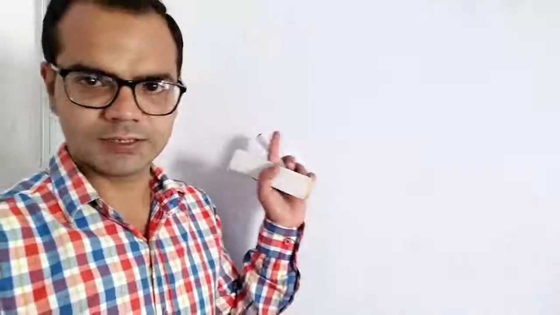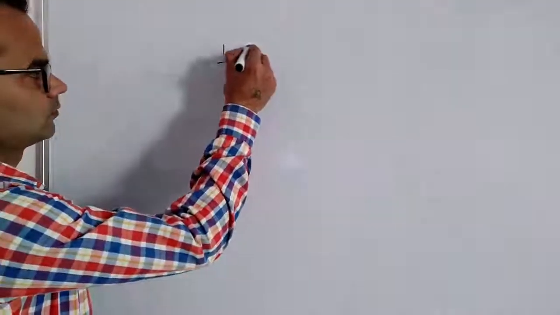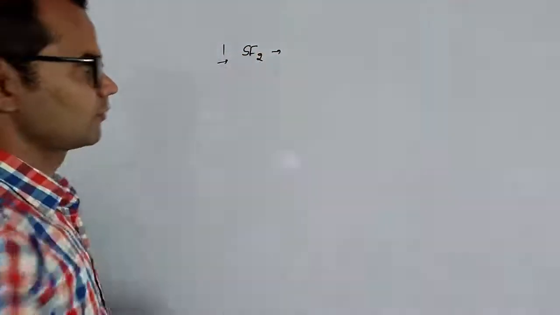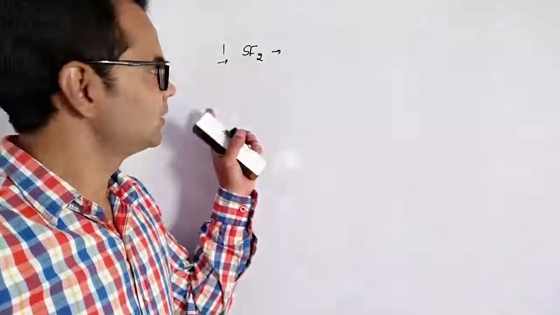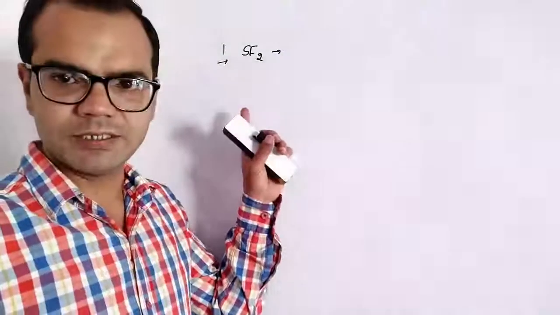Today we will do some more questions related to structure of p block elements. So first compound is SF2, sulfur difluoride. Now what is the hybridization of SF2?